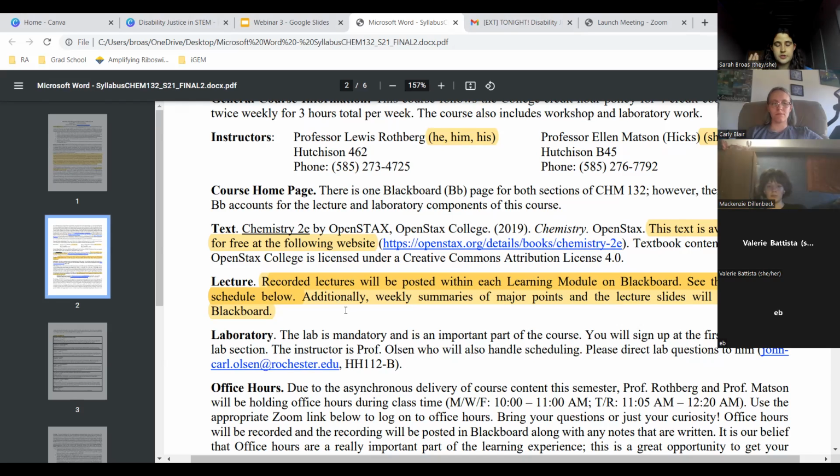And other students, actually, I just thought of this, some other students struggle to differentiate details from main points. So by having a list of major points from the professor, it can really help students who struggle to differentiate between a major point and a minor point.